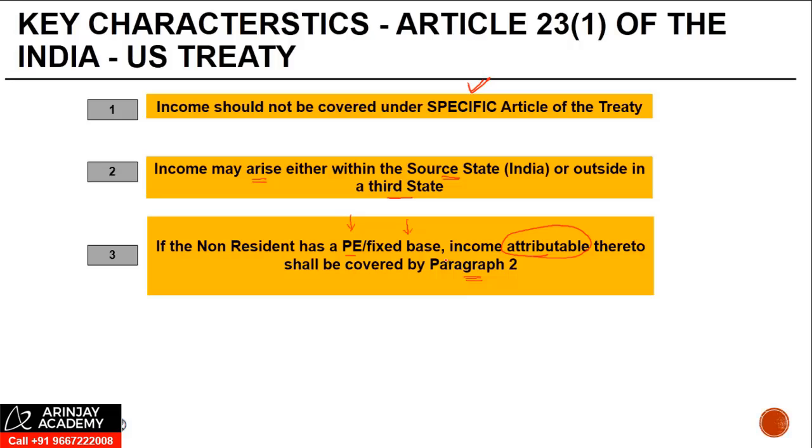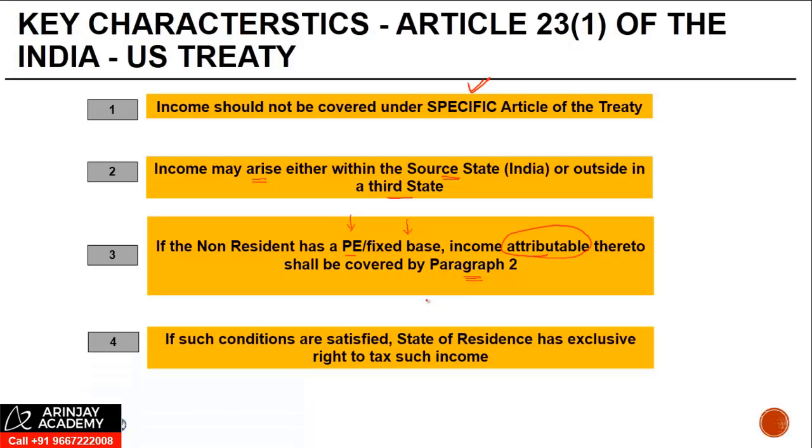is not applicable. If all these conditions are satisfied, the state of residence, in our case it was US, has the exclusive right to tax such income. Now, while the India-US treaty uses the words "shall be taxable", there may be a treaty which may say "may be taxable". If that be the case, then both India and the other treaty partner have a right to tax it. But since in this specific case the words used are "shall be taxable", US has the exclusive right to tax such income.